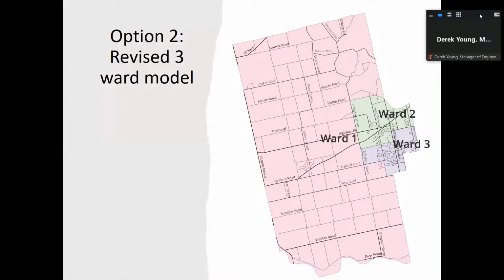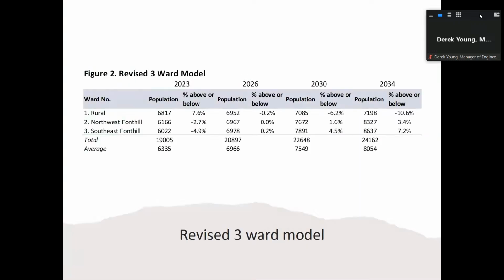And there's the map of the revised 3-ward model, which you'll have a copy of in the report in front of you. And here are the population projections for the revised 3-ward model. As you can see, we're within basically 10% of average ward population all the way to 2034. So that ward structure can accommodate future population growth and shifts quite well and wouldn't require another ward boundary review for several years.